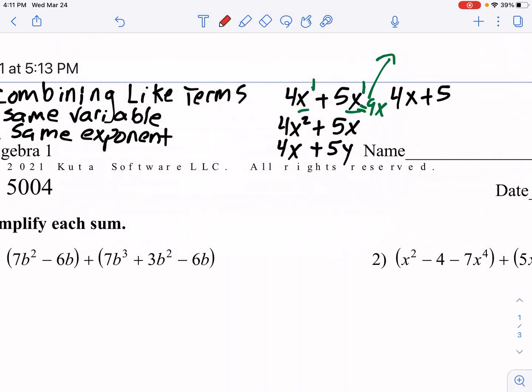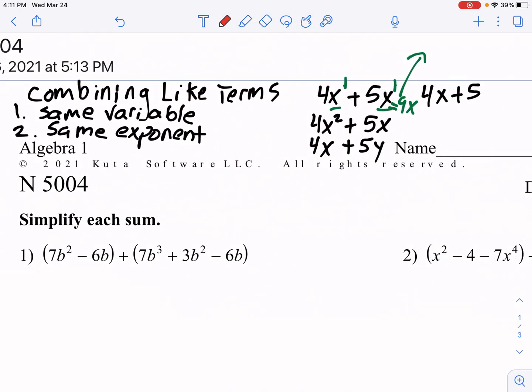What about 4x squared and 5x? Would that work? Well, they have the same variable. However, what's the problem? One has an exponent of 2 and one has an exponent of 1. So that does not work, okay? This guy does not work. Maybe we can just sketch a line through it. That doesn't work, okay?